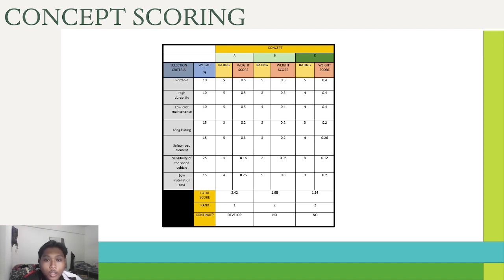For this concept scoring, the total score of concept A is 2.42, concept B is 1.98, and concept D is 1.98, where concept B and concept D have the same total score. Concept A has the first rank in this concept scoring, which means concept A is our concept to develop this product.